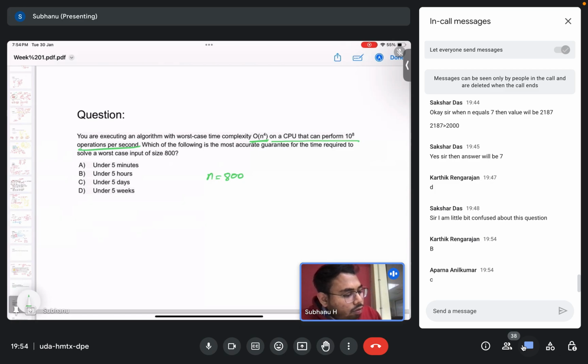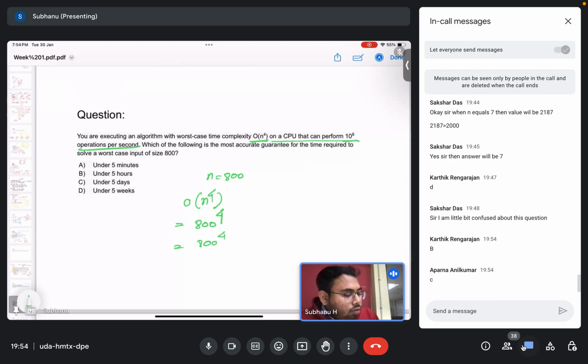So you need time n to the power 4 because this is big O of n to the power 4. So your n is 800. You need 800 to the power 4. Now they are saying that your CPU can perform 10 to the power 8 operations per second. So what if you do 800 to the power 4?